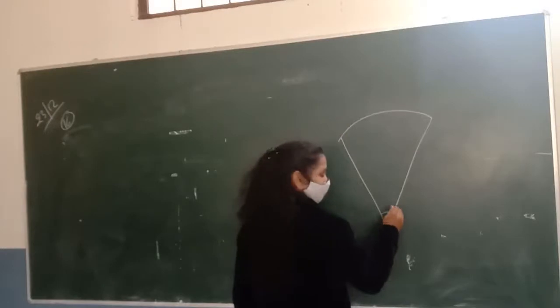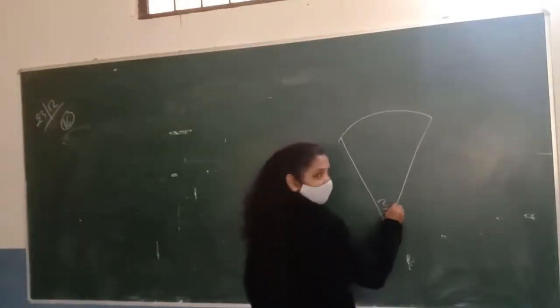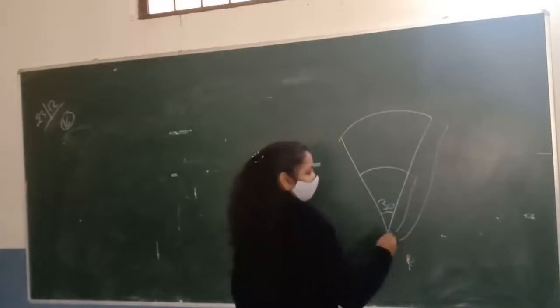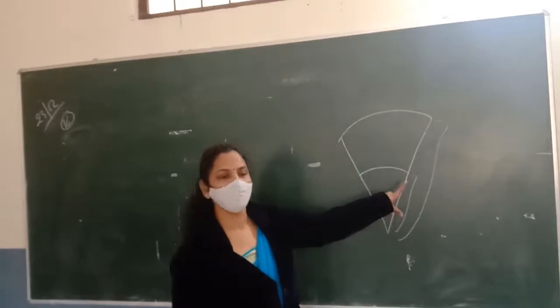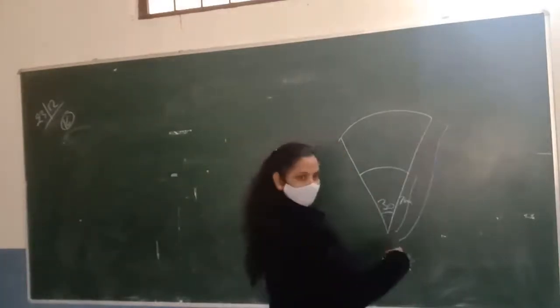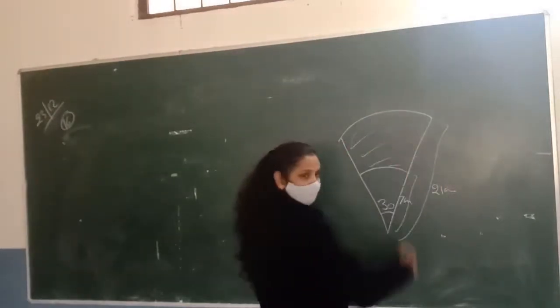Abhishek, what is the angle of the sector? 30. And what is the radius of this portion and this one? Radius of the small sector? 7 centimeters. And the large one? 21. So we have to find the area of this portion.